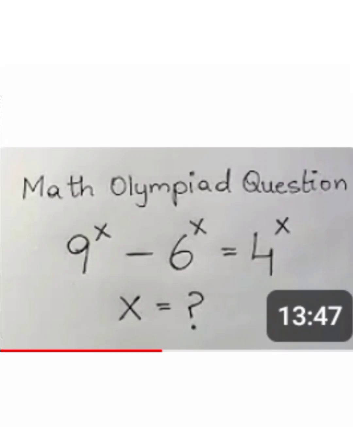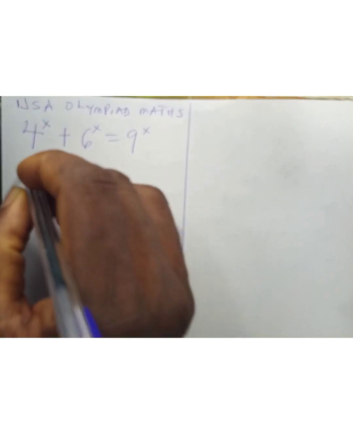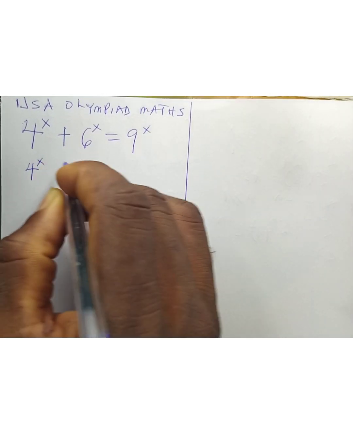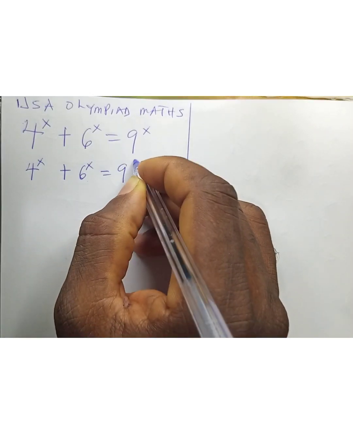We are asked to solve this USA Olympiad math: 4 raised to power x plus 6 raised to power x equals 9 raised to power x.